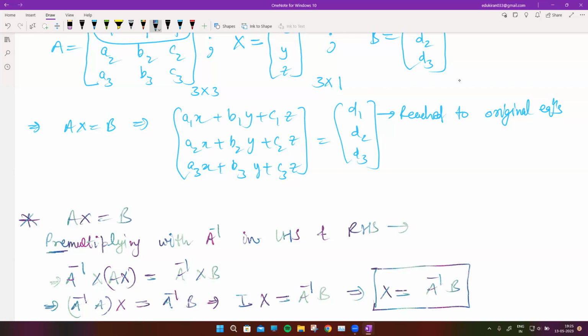And then I'll take that A. I'll find out its inverse. I'll first form A, X, and B. Find out inverse of A. Multiply A inverse with B to reach to your final solution. These are our steps.